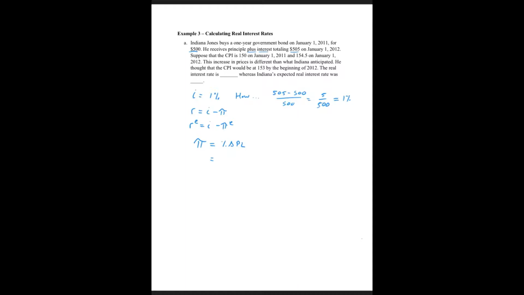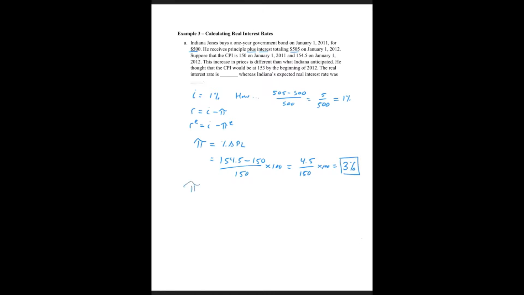The CPI was 150 on January 1 and 154.5 on January 1 of the next year. So 154.5 minus 150 divided by 150 times 100. So that's going to equal 4.5 over 150 times 100, which is going to get us 3%. So I know my inflation rate is equal to 3%.